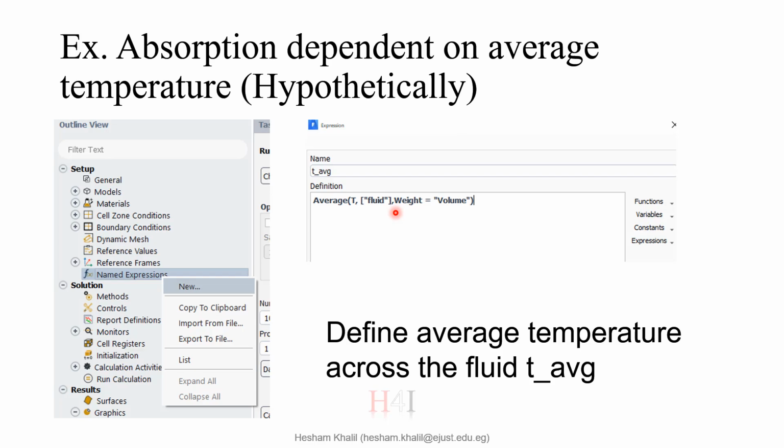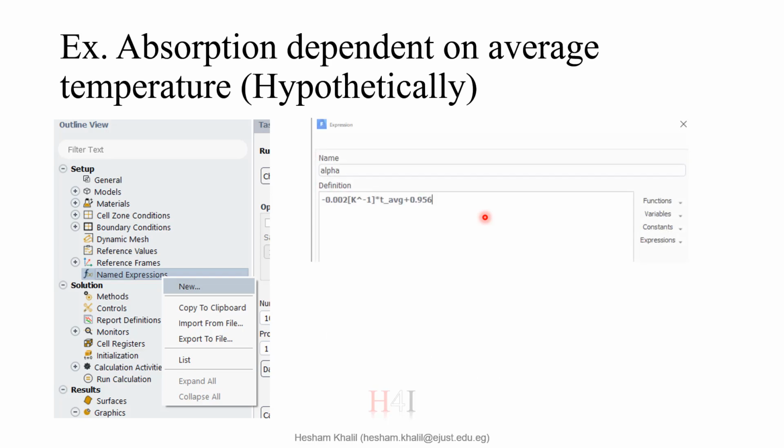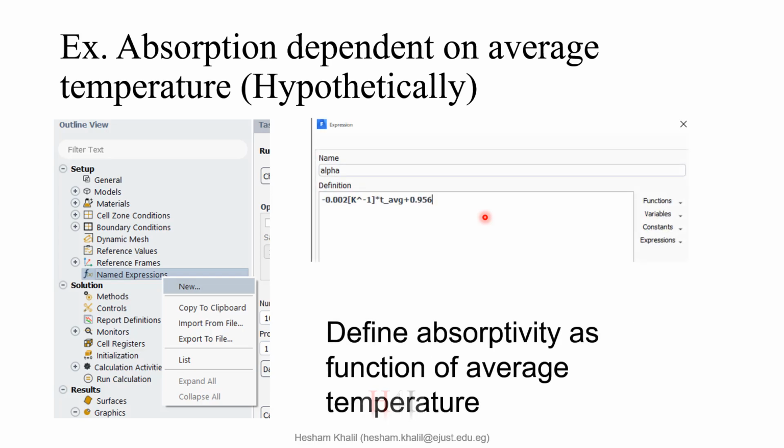Then I close the square bracket. After that a comma, then weight equal volume, because this is the average across a volume. This will calculate the average temperature across the volume of the fluid. After that I calculate alpha, which is the absorptivity. This is the equation I just showed earlier: negative 0.002 multiplied by T average plus 0.956. Of course, alpha is dimensionless, and this number will be multiplied by Kelvin, so the dimension of the number must be Kelvin to the power -1, so that the whole equation will be dimensionless.